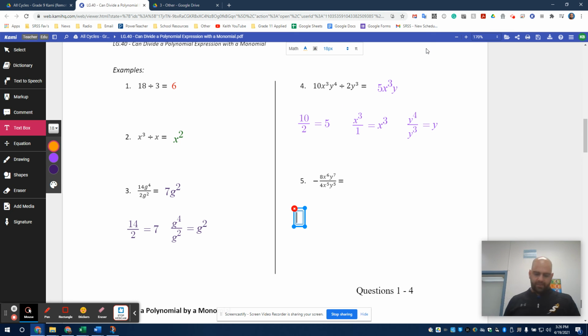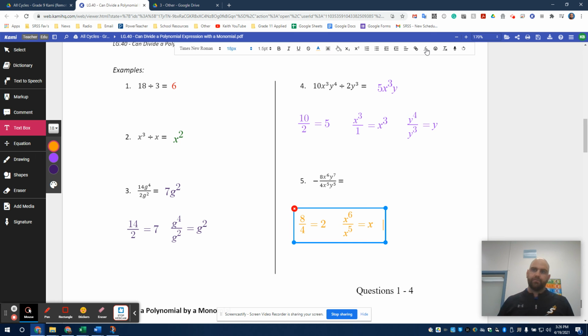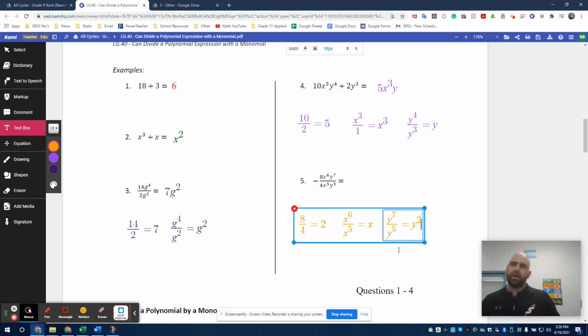All right, so the first one is 8 over 4, and that equals 2. And then our next one, we're going to do x to the power of 6 over x to the power of 5. And now because we have 6 minus 5, we're just going to have x all by itself. And then the final one, we're going to have y to the power of 7 over y to the power of 5, and that is y squared. Okay, so our 3 pieces, 2, x, and y squared.